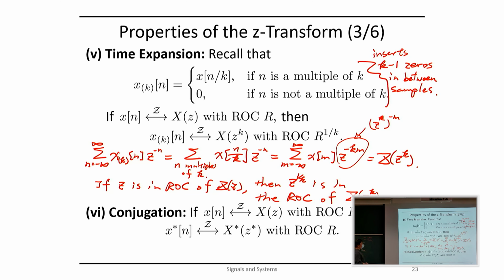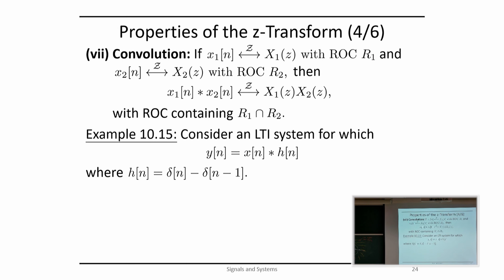So the other two, conjugation and convolution, are also the same, so I don't want to go through them again. This is conjugation, and this is convolution. They are exactly the same as the case for the Laplace transform.